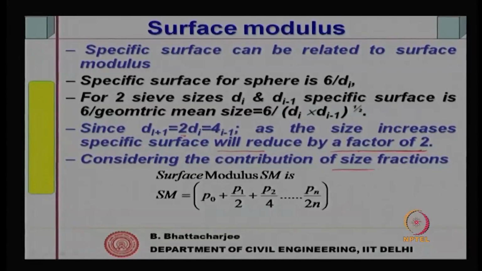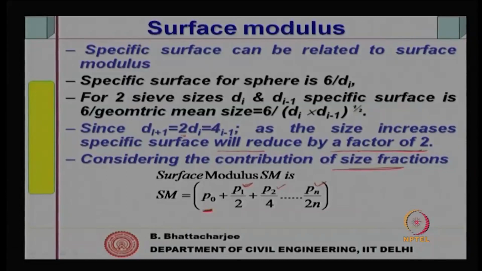So, considering the contribution of all size fractions, I can write the surface modulus as follows. This is the size fraction of the bottommost sieve, that is retained on 75 micron and passing through 150, and this is P1, P2, P3.